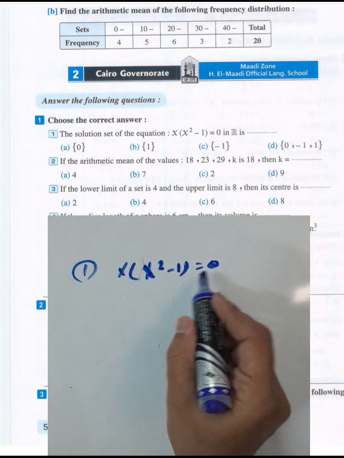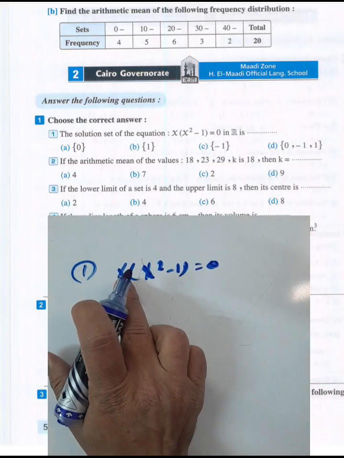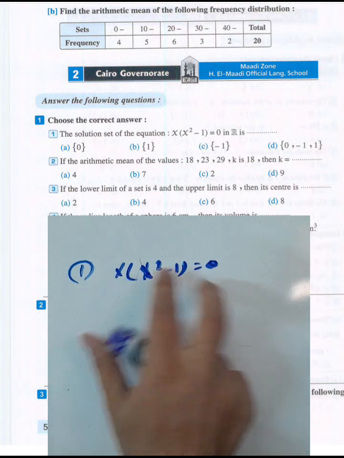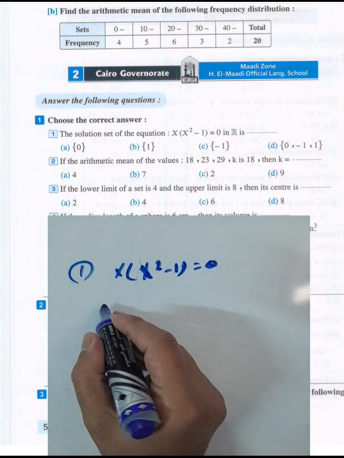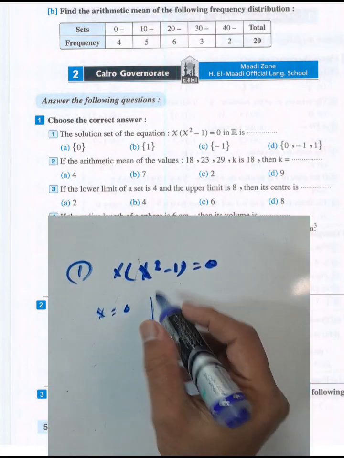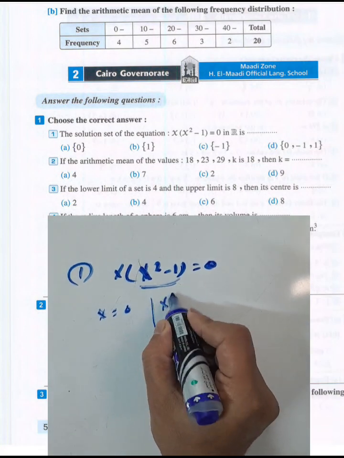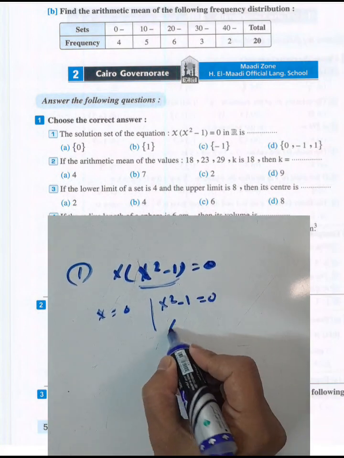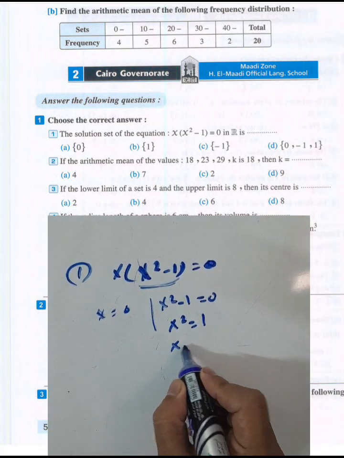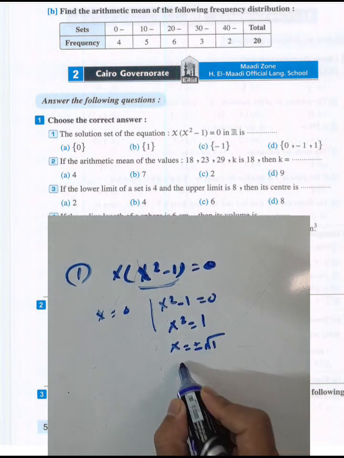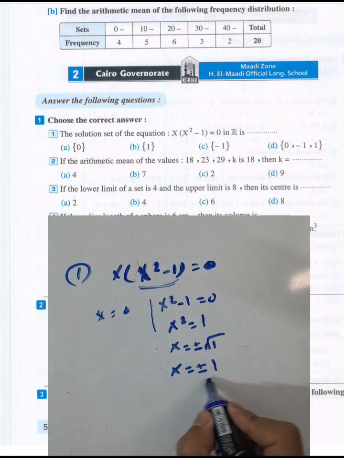x power 2 minus 1 equals 0, equal what? We have two factors, times of them equals 0. The first factor here, x, must be equal 0, and the second factor here, x power 2 minus 1 equals 0. Then x power 2 equals 1. Then x will be positive or negative square root of 1. Then x will be positive or negative 1.